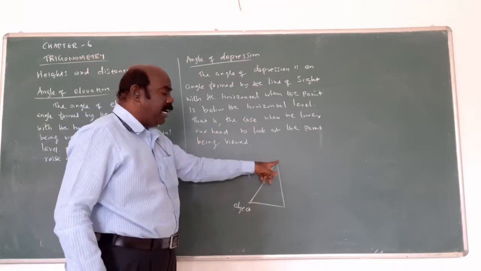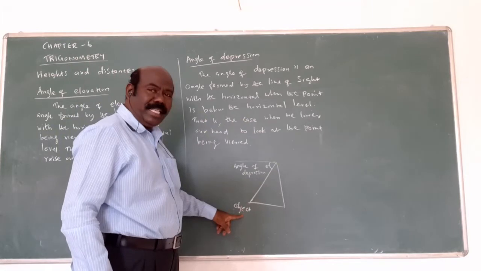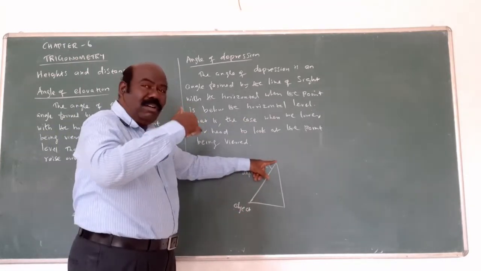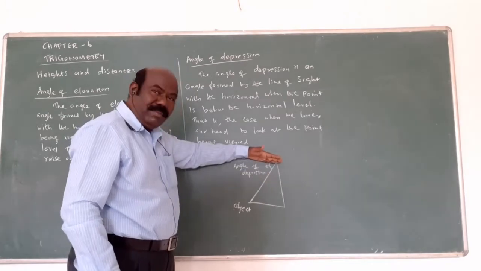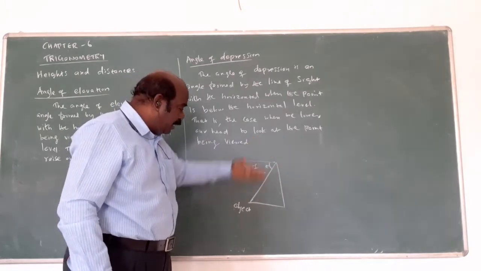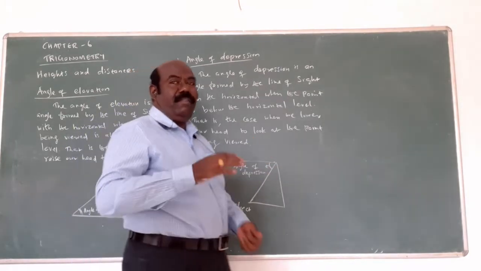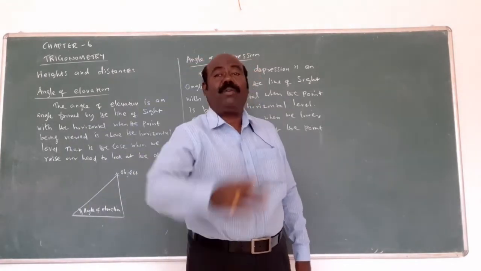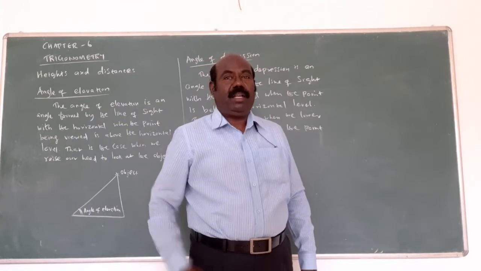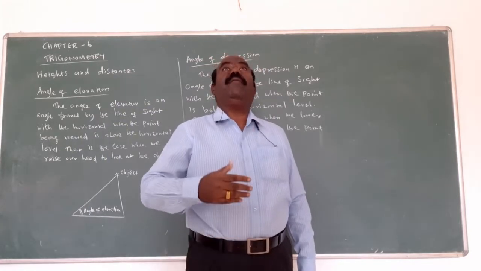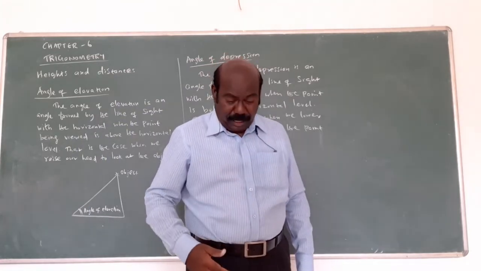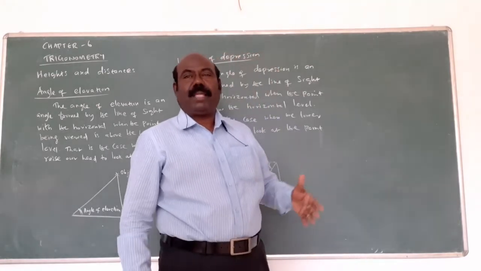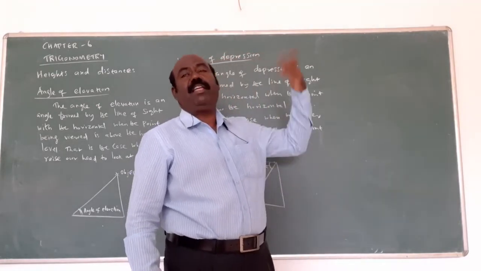Here you are standing, one object is there, your eyesight is below the horizontal level. That is called the angle of depression. Always our eyesight is the same line, parallel to the ground only. If the object is above your eyesight, angle of elevation. Below, angle of depression. This is the concept. Some of the objects are below, some are above.